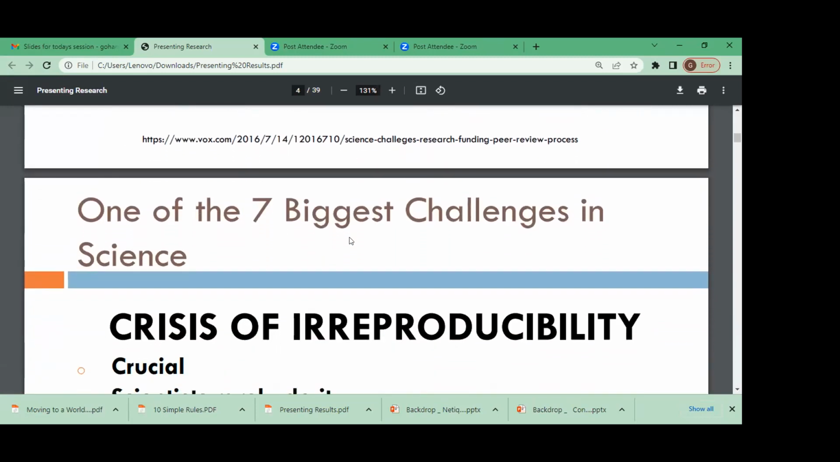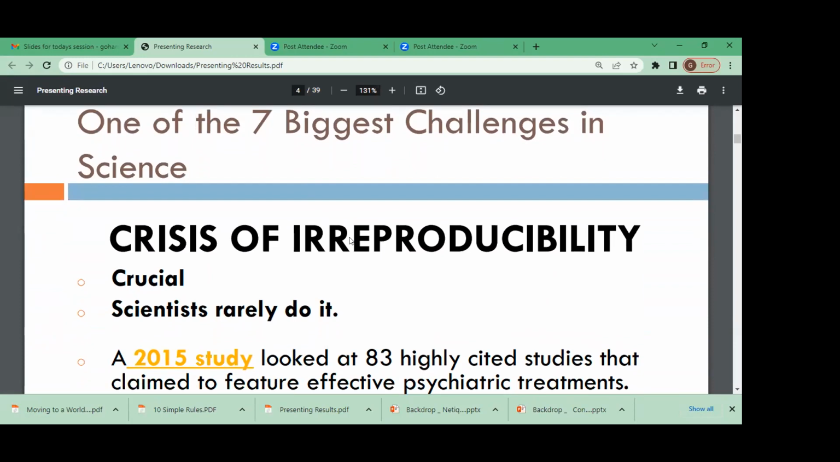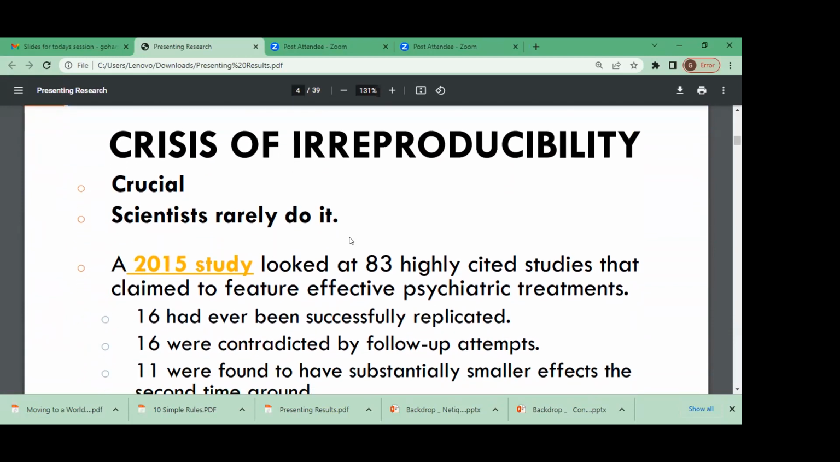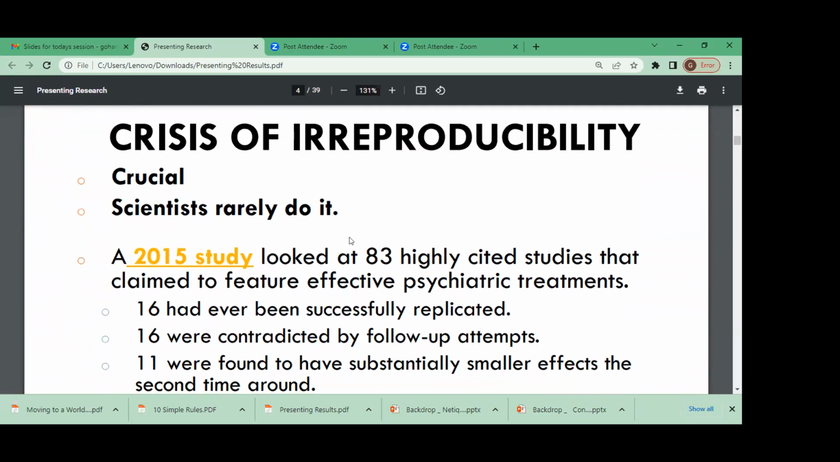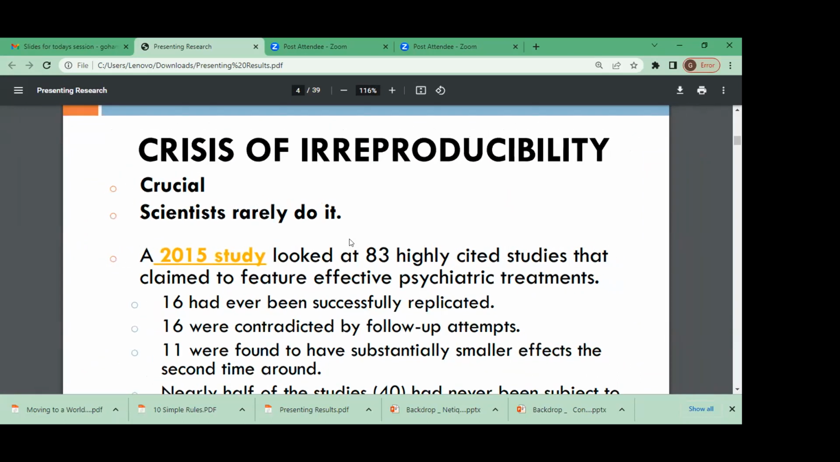One of the biggest challenges that has been reported in the past is the crisis of irreproducibility. It has been observed that research produced by one organization in one lab cannot be reproduced, even by the same researcher, using the same instruments, with the same person doing the research. They are unable to reproduce their own results. So, this is a crisis that science is dealing with.